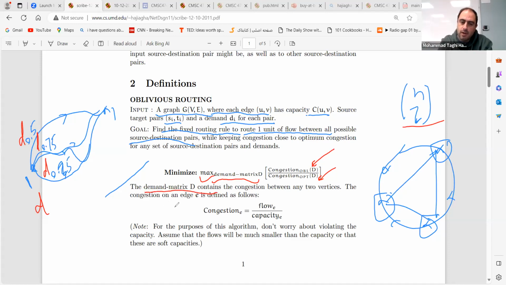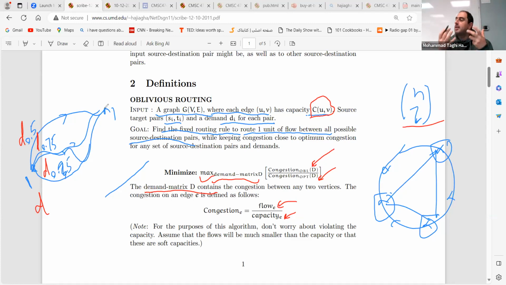Good. Now, I have mentioned the demand matrix. Then I need to also define what the congestion is. Congestion of an edge is equal to the flow that goes through that edge over the capacity of that edge. So for each edge, you can define the congestion: how much flow is going through this edge over the capacity of that edge. And as I mentioned, each edge in the network has a capacity C. So what about the flow? The flow is the one that we are sending through this.